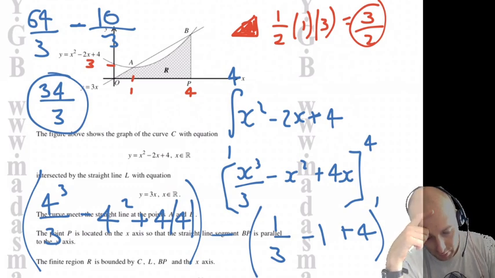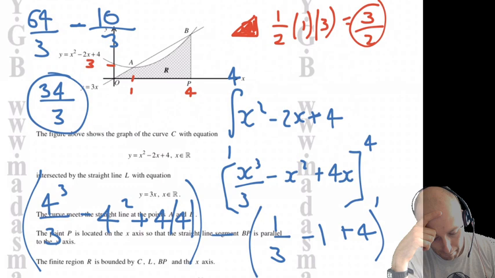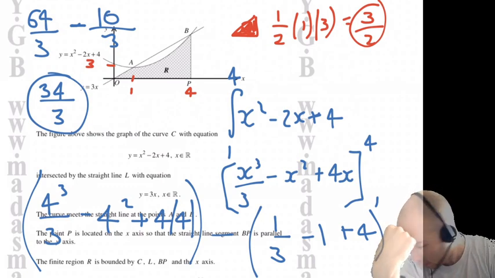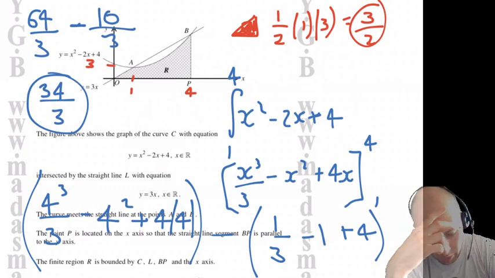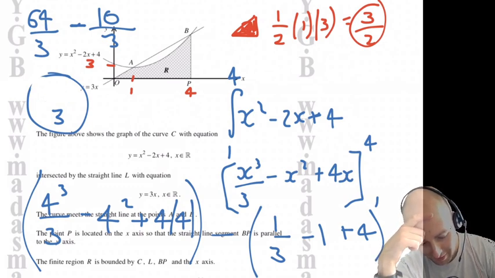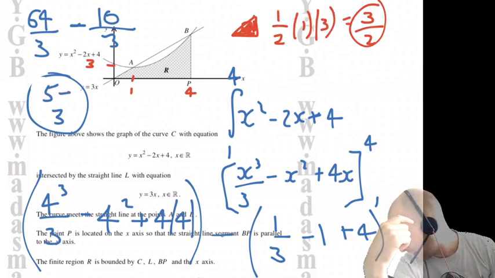Wait, I'm adding them together, aren't I? Nope, nope, nope. That's wrong. Oh, why did I... Yeah, well spotted. Yeah, I don't know what I did there. That should be 54 over 3. Cool. Thank you there, Danny.